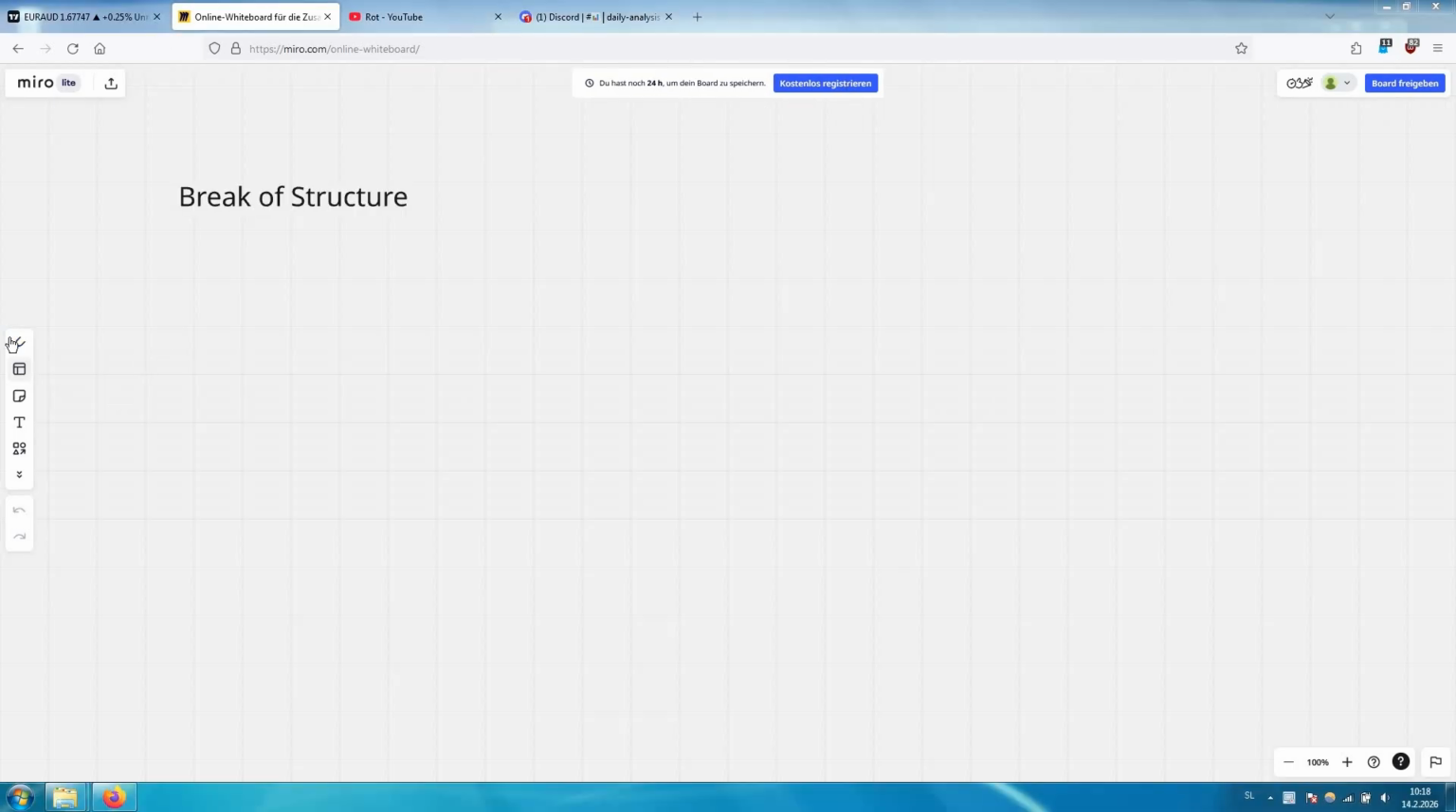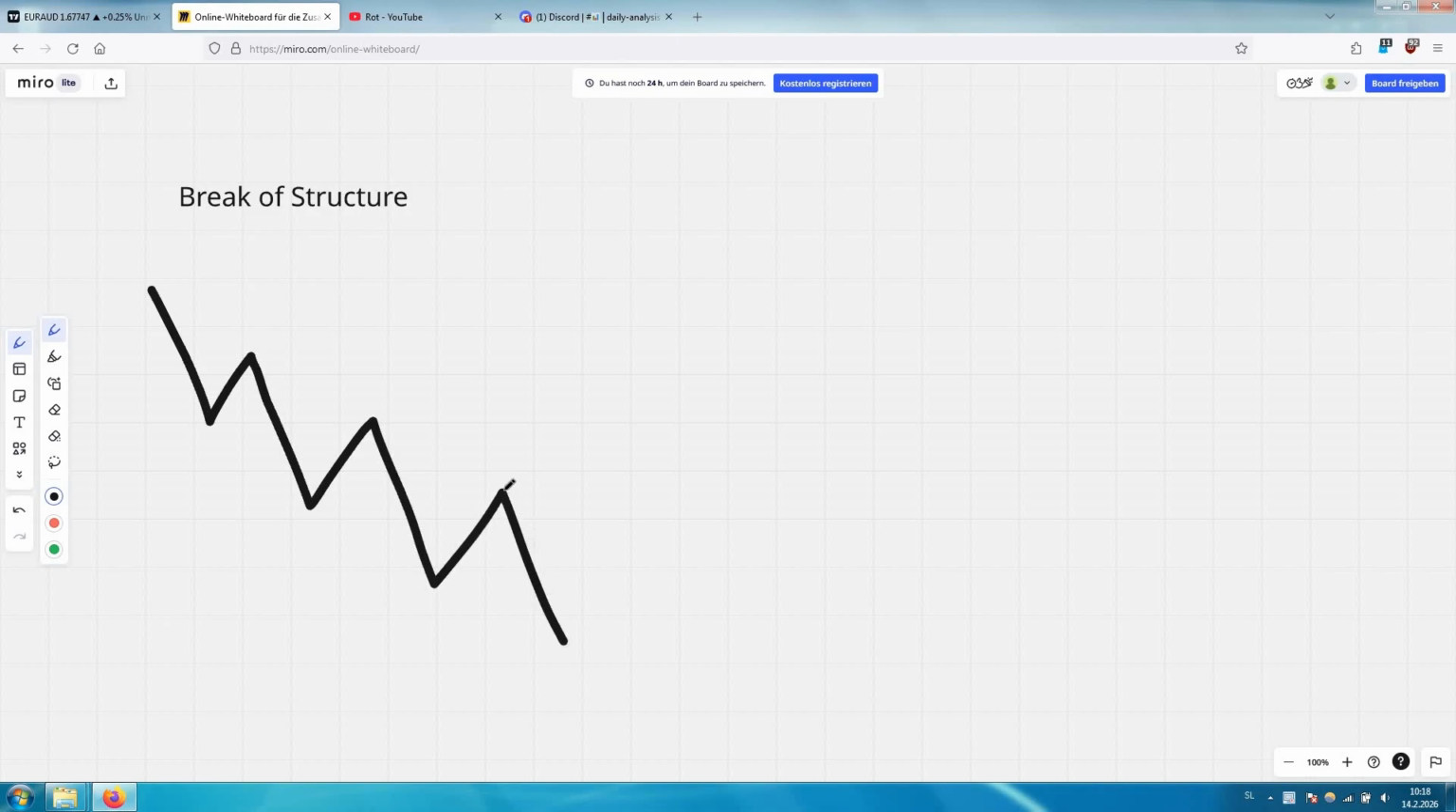Okay, sorry, I had a little lag. So what I wanted to tell you is essentially that a break of structure is when you have a trend and then you take a look at the most recent high, for example, in our bearish trend, and then you just wait for the price to body close above that most recent high, and that's a break of structure, okay? So in this case, we would have a bullish break of structure here.